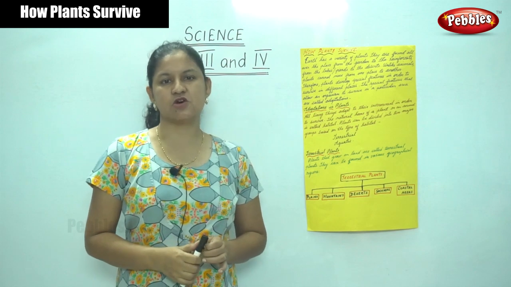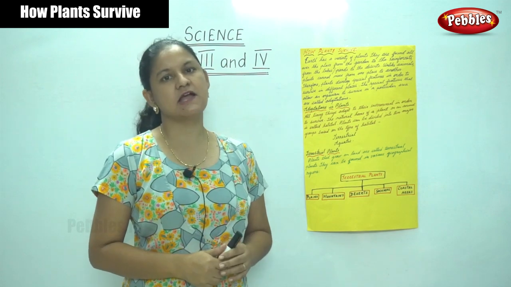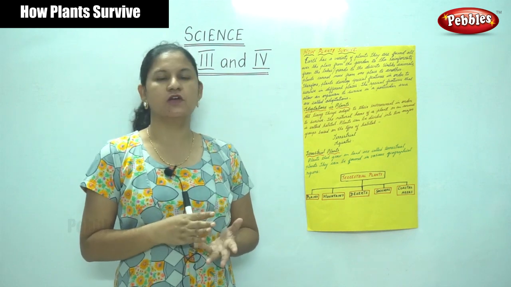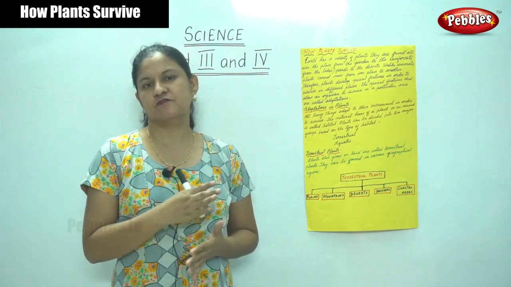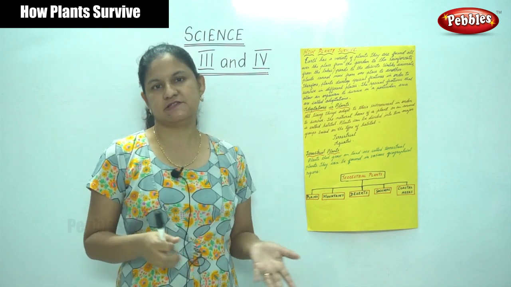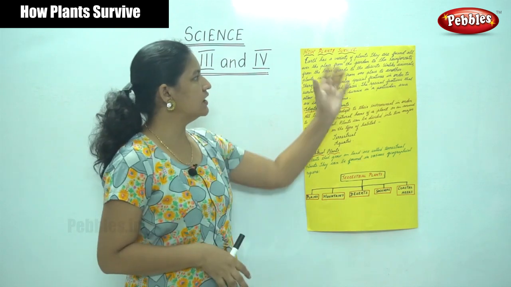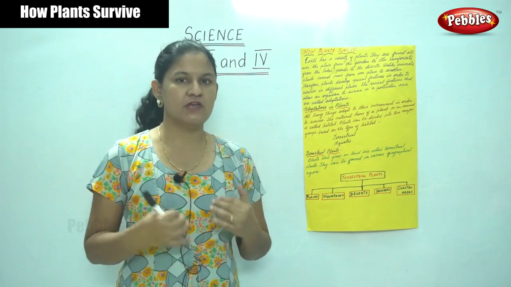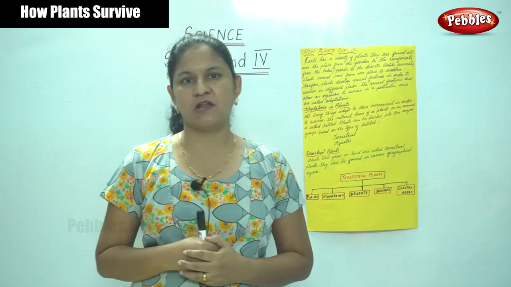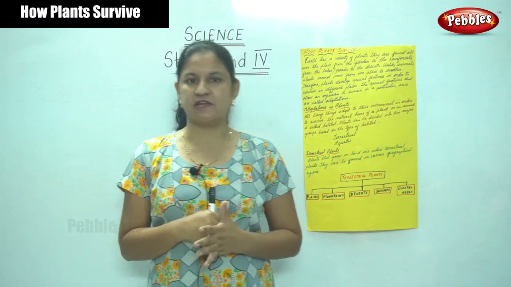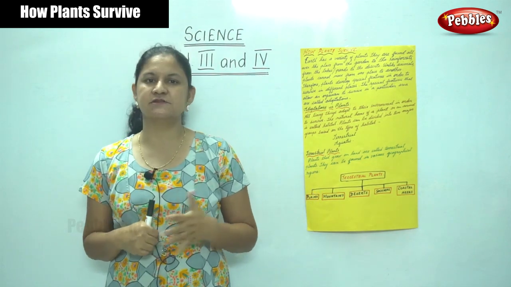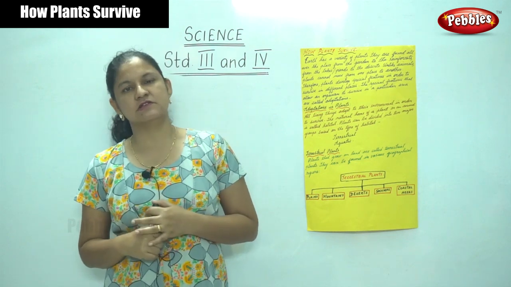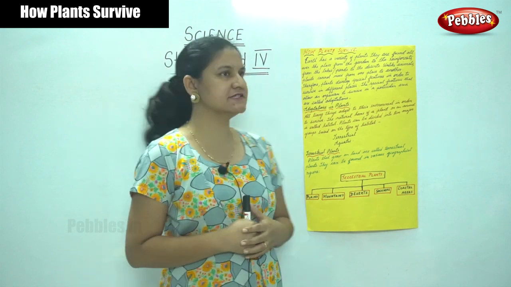So far we have been talking about plants and the different parts of a plant: your root, your shoot, your leaves, flowers, buds, etc. Now moving on to our topic, how plants survive. We as humans depend on plants for our food, shelter, clothing, etc., and animals depend on plants for their food and survival. So now we are going to see how plants survive.